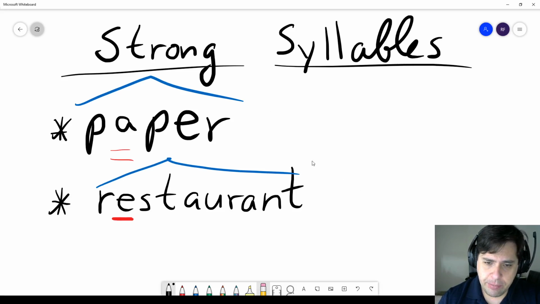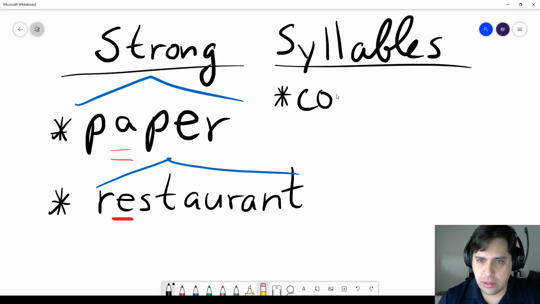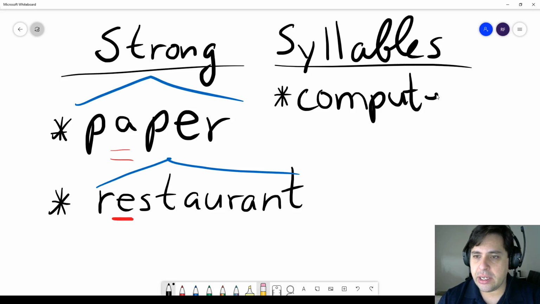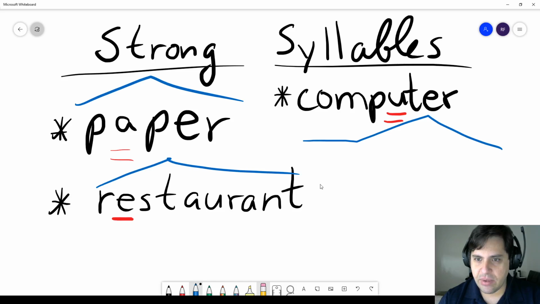Let's look at another word. Computer. So we're looking at the word. Let's see. Our emphasis is going to be on the U. So it's going to be computer. Do you see that? Computer. Okay?